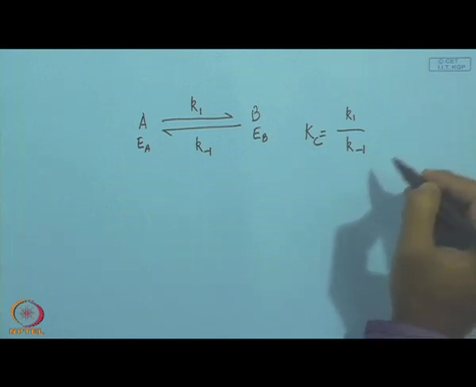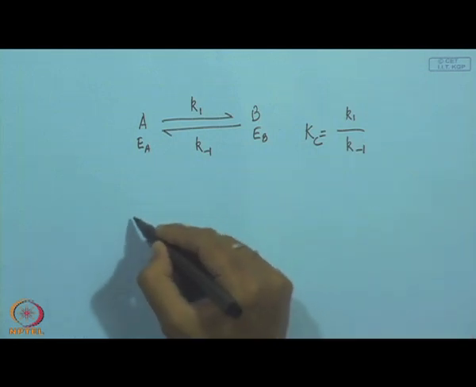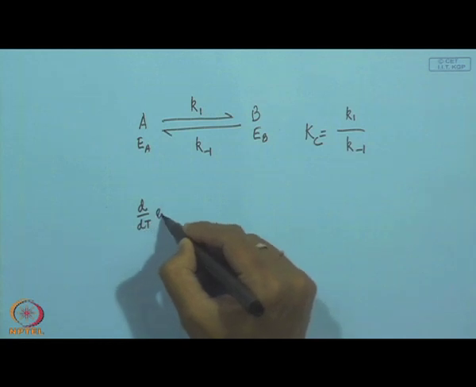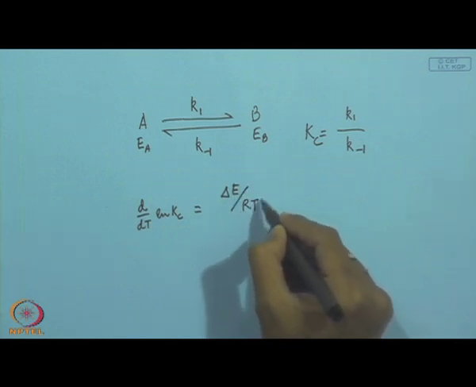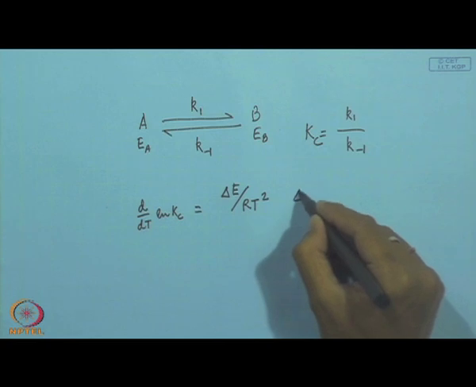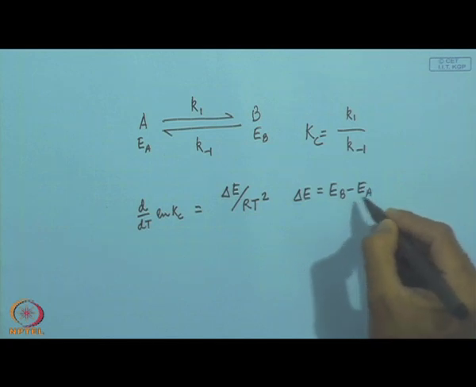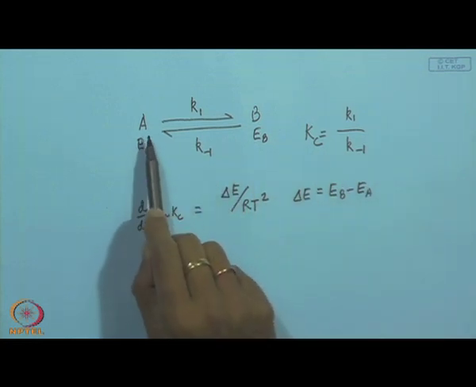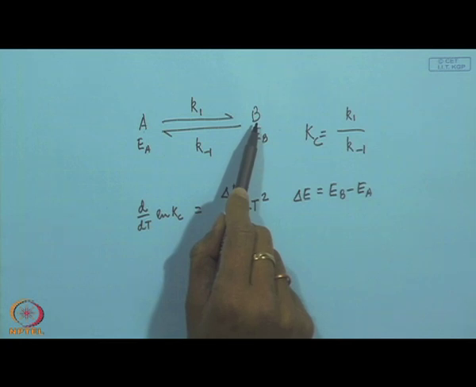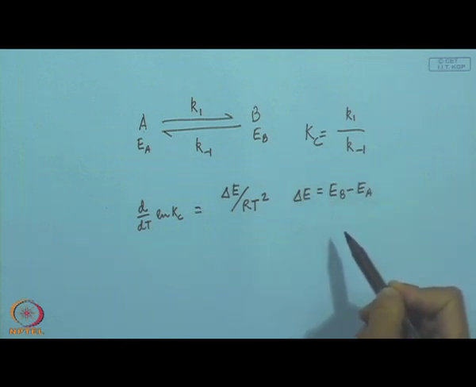So, what Van 't Hoff tried to explain is like this, based on his idea on the effect of temperature on equilibrium constant, that d/dT of ln Kc is equal to delta E by RT square, where delta E is nothing but EB minus EA, that is final minus initial, that is the energy change associated with this process of transformation from A to B. So, it is merely the energy change associated with this chemical transformation.